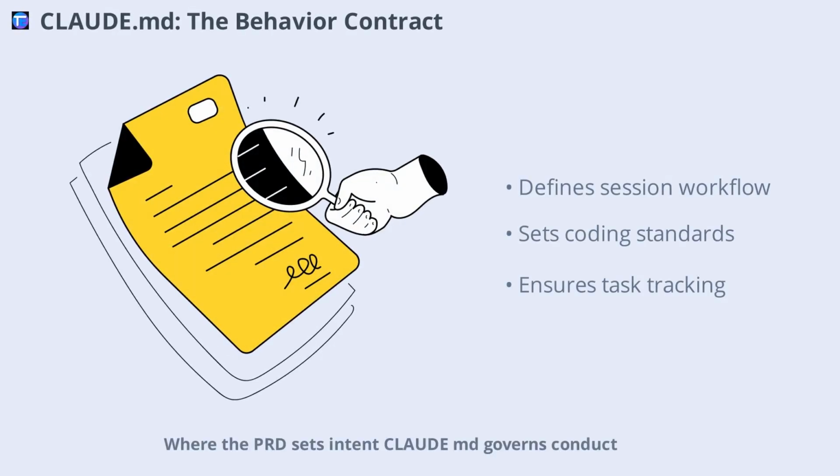Where the PRD sets intent, CLAUDE.md governs conduct. This file tells Claude how to behave inside your repository. Think of it as a set of codified rituals and guardrails. Start with a purpose line, then define the session workflow. Load planning context, scan tasks, pick one unblocked task, propose changes, await confirmation, implement, and mark completion. Include coding standards, naming conventions, and testing expectations. The most important instruction? Always read PLANNING.md at the start, check TASKS.md before working, and update TASKS.md as tasks are completed or discovered.